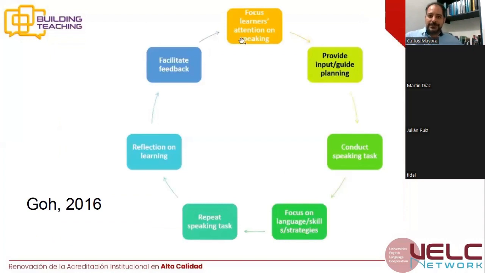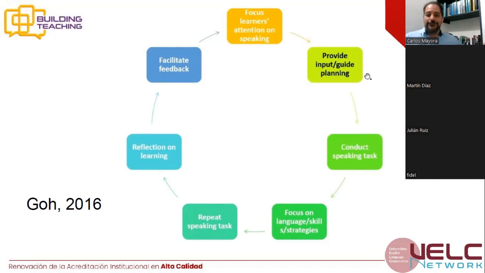You focus learners' attention on speaking. You make them aware explicitly of the characteristics of speaking. You explicitly teach them, for example, communication strategies, right? Then you provide input. Always give them a lot of input so they can speak. If students don't have what to say, information to talk about, of course, their speaking will be limited.